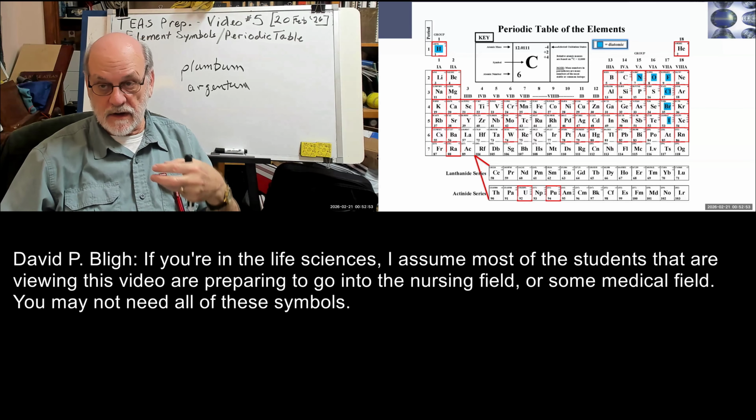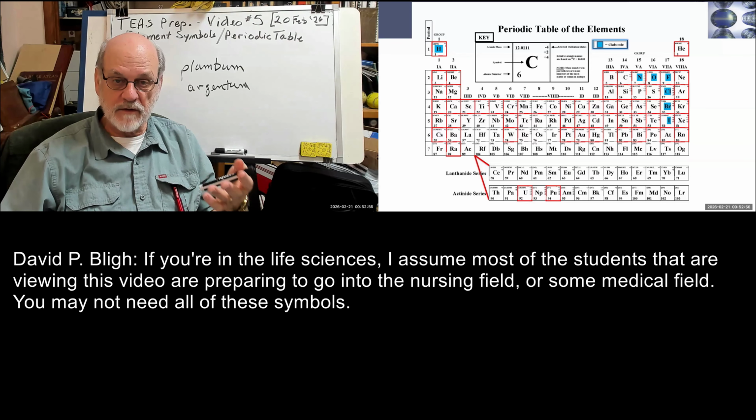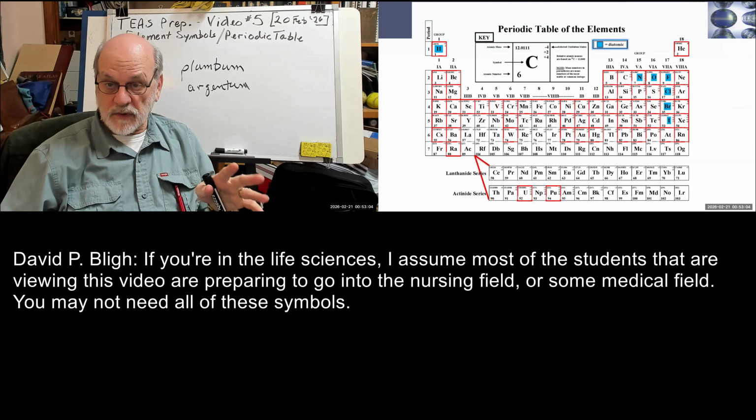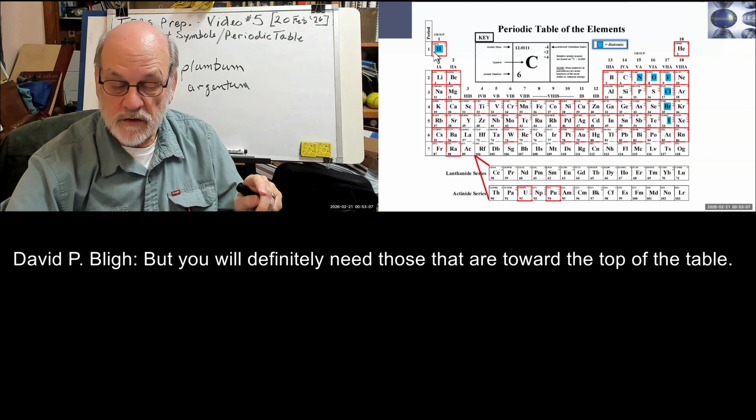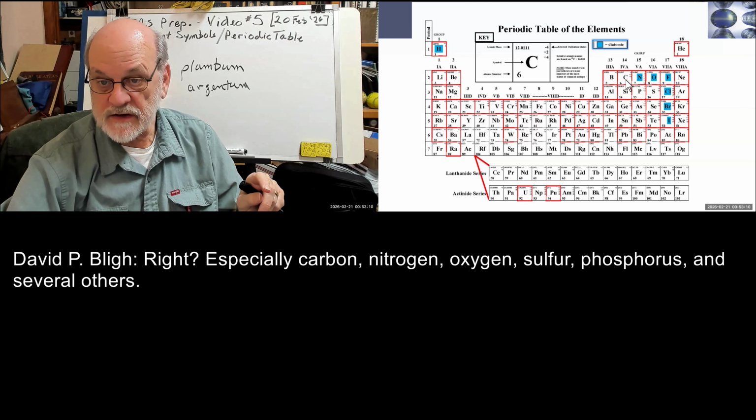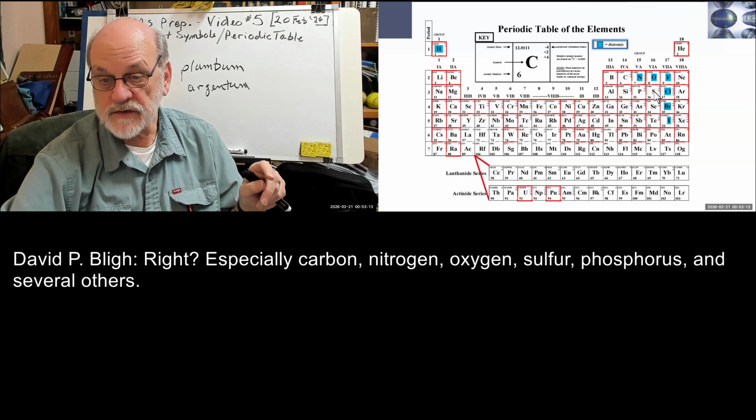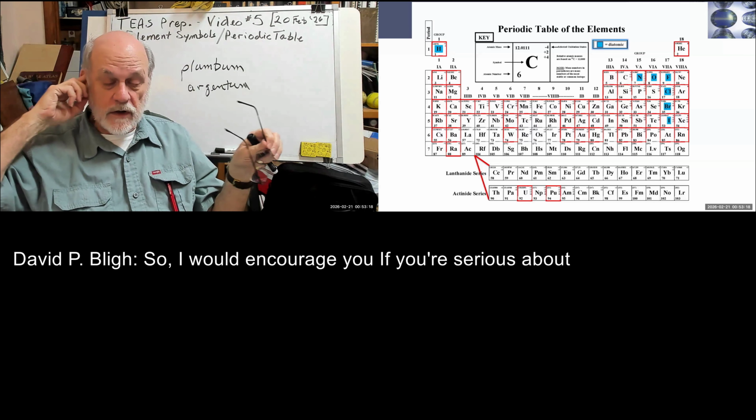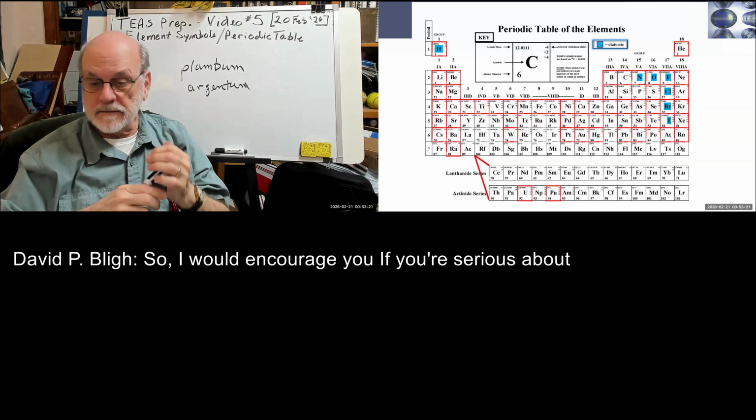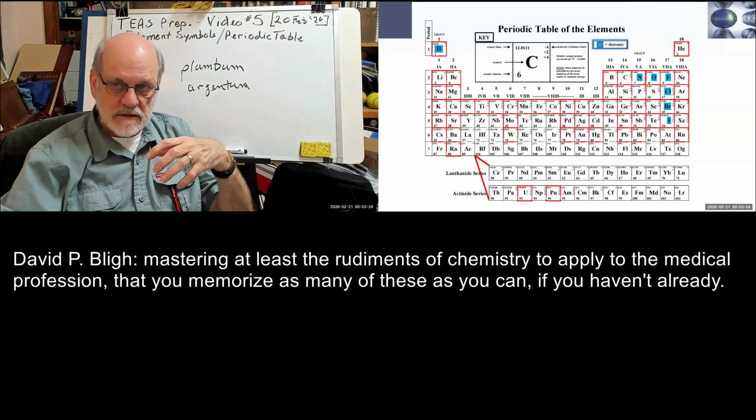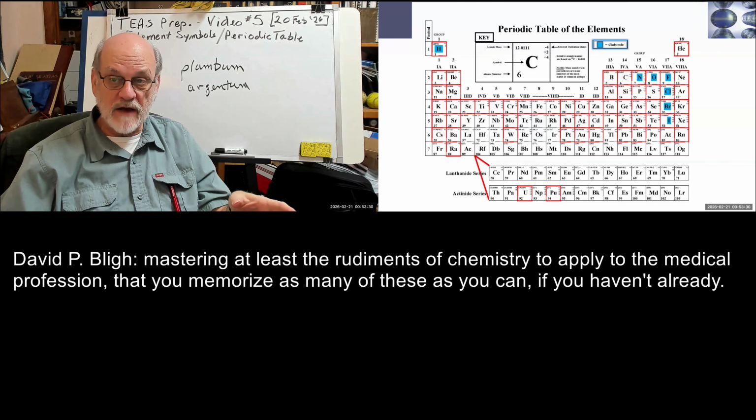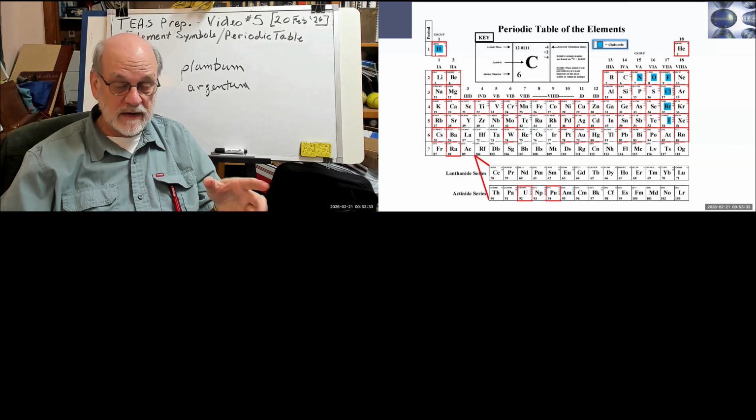If you're in the life sciences, I assume most of the students that are viewing this video are preparing to go into the nursing field or some medical field. You may not need all of these symbols, but you will definitely need those that are toward the top of the table, right? Especially carbon, nitrogen, oxygen, sulfur, phosphorus, and several others. So I would encourage you, if you're serious about mastering at least the rudiments of chemistry to apply to the medical profession, that you memorize as many of these as you can, if you haven't already.